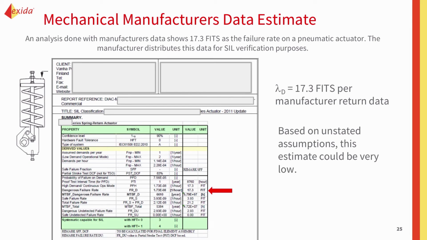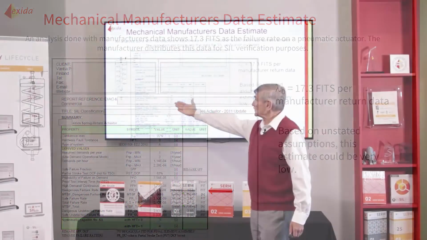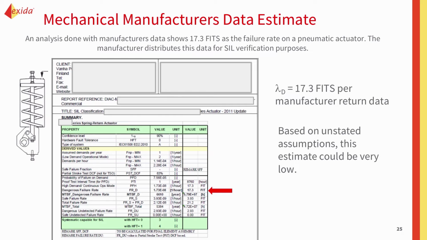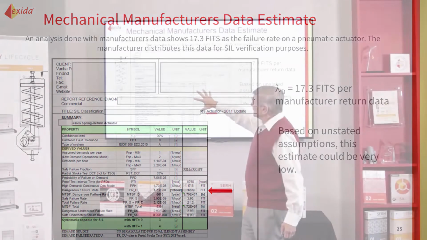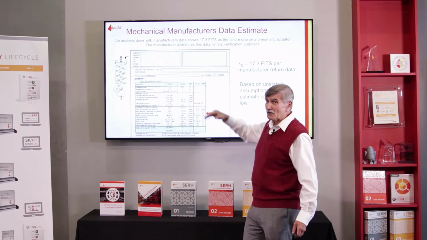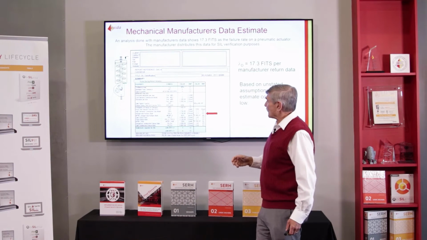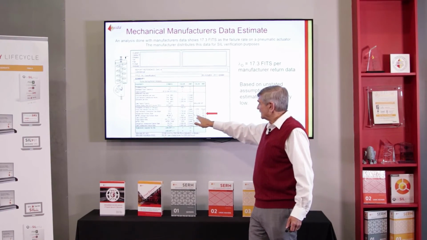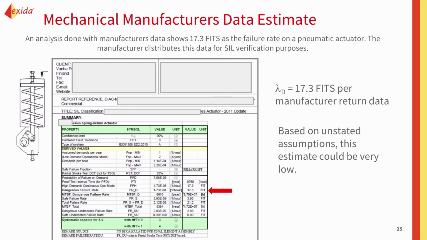A mechanical manufacturer gave me a set of data so we could use it in a safety calculation. This was a pneumatic Scotch yoke actuator. And I go through the numbers. They use a confidence level of 90. 90 is pretty good. Assumed, blah, blah, blah. Dangerous failure rate, 17.3 fits.